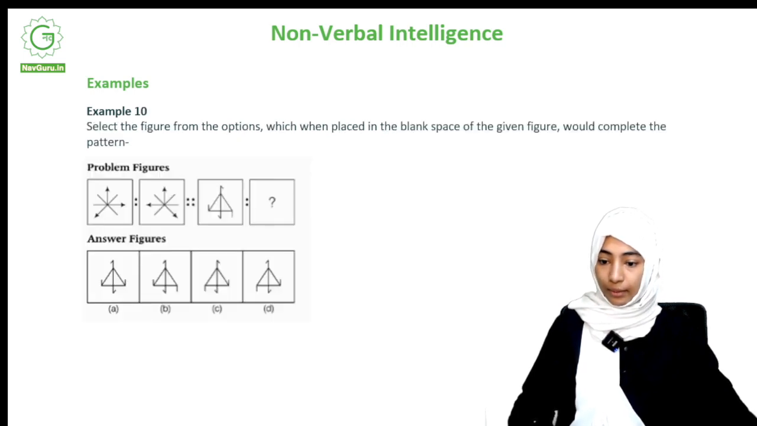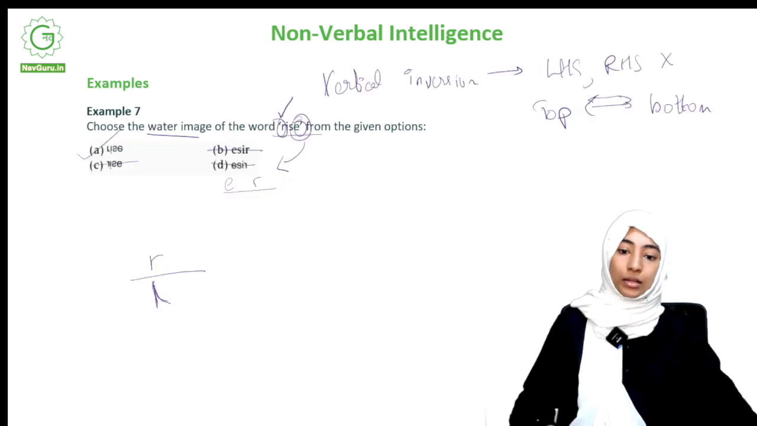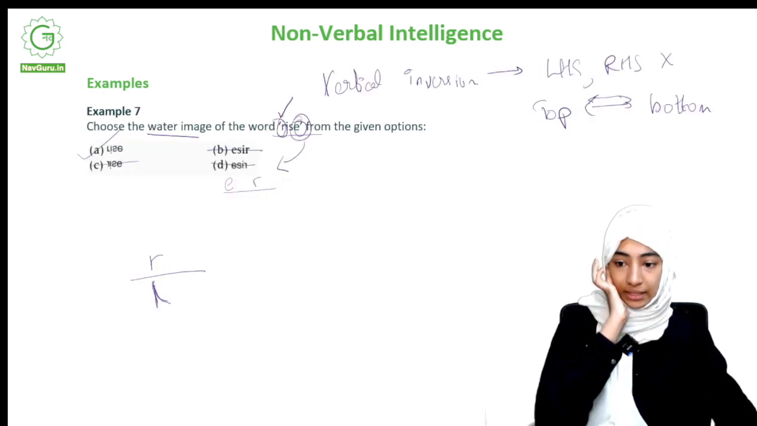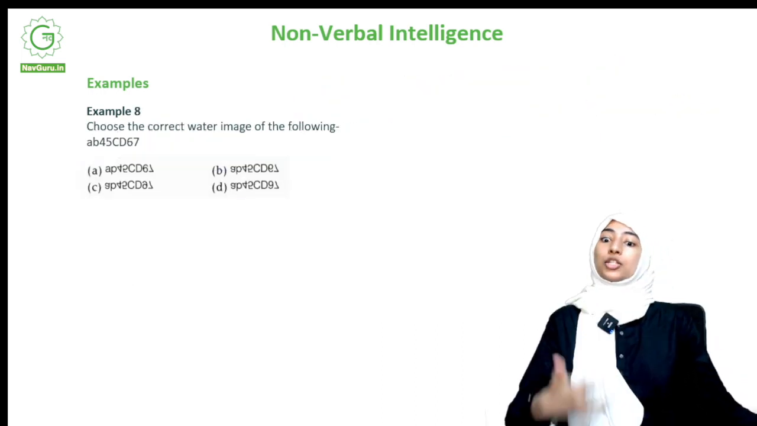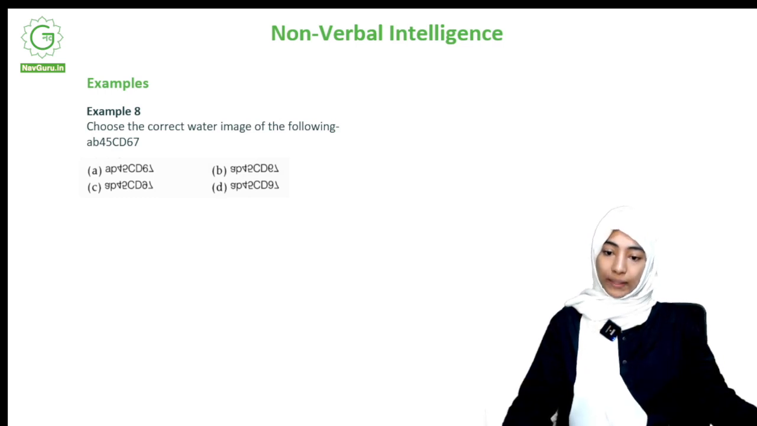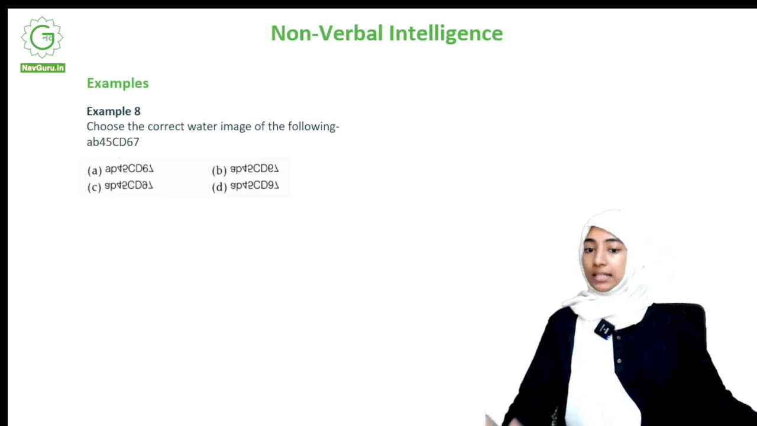So where were we? We were at example 6, right? Okay, so we were at example 7. We are done with example 7. Moving on. Choose the correct water image of the following: AB4, 5CD, 6, 7.